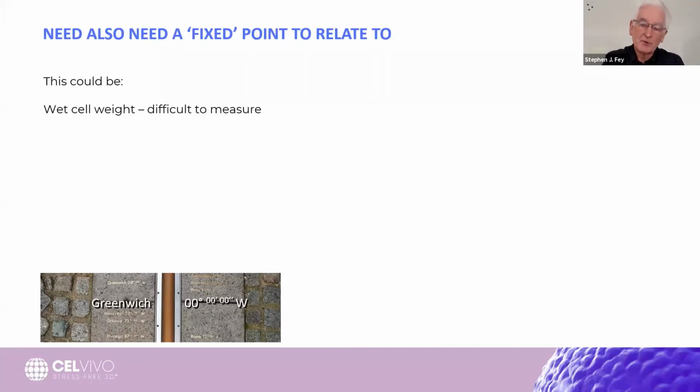You'll also need a fixed point to relate to. So for the cells in culture, wet weight would be extremely difficult to measure, the weight of the cells in a media. DNA content would be a good alternative. It's quite easy to measure. But the thing is that it varies during the cell cycle. So if you know your cells are all cycling at the same speed, then it's okay.